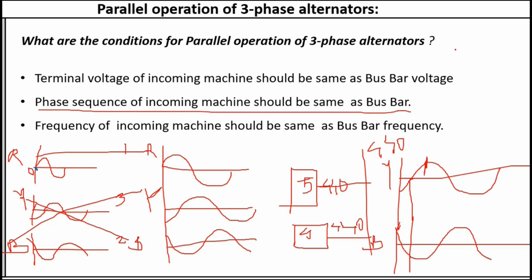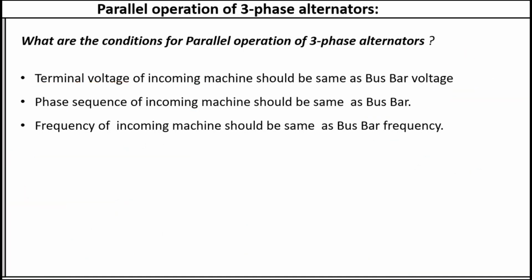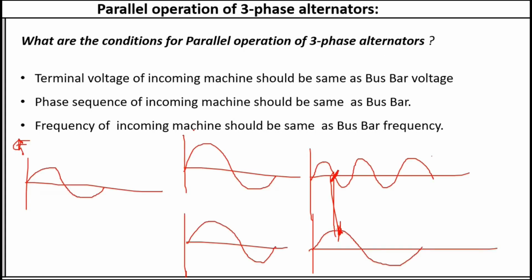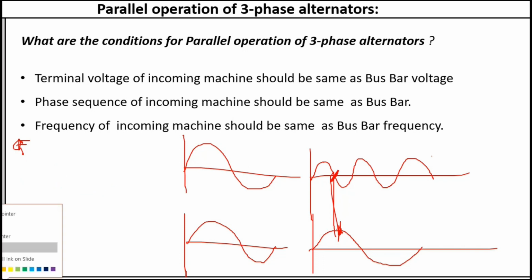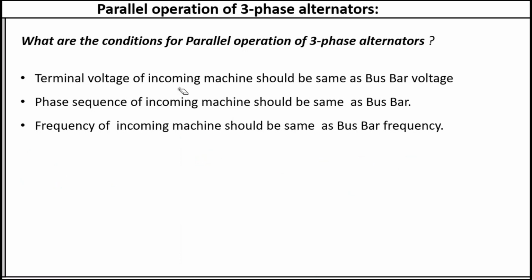Now the third condition: the frequency of the incoming machine should be the same as the busbar frequency. So these are the three conditions which are required to be fulfilled for parallel operation. The first is that the terminal voltage of the incoming machine should be the same as the busbar voltage. Second, the phase sequence of the incoming machine should be the same as the busbar. And third, the frequency of the incoming machine should be the same as the busbar frequency.